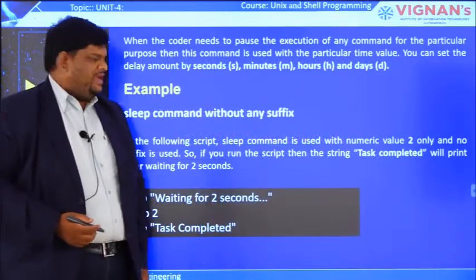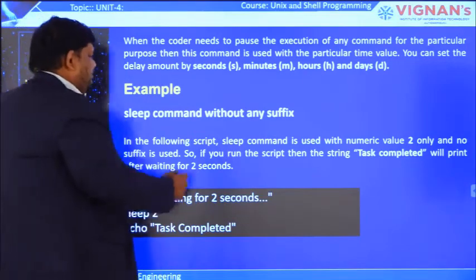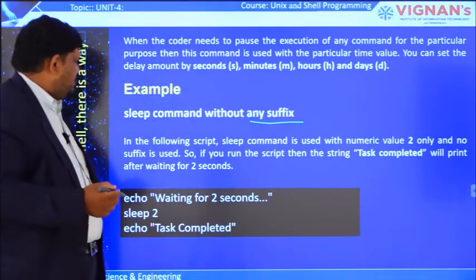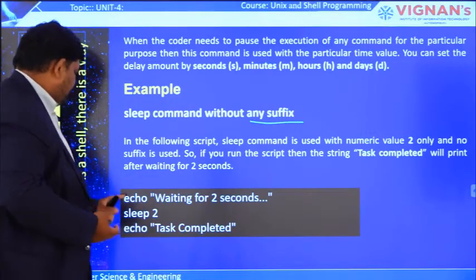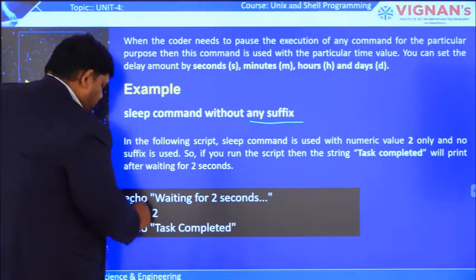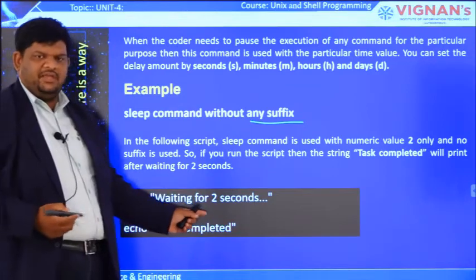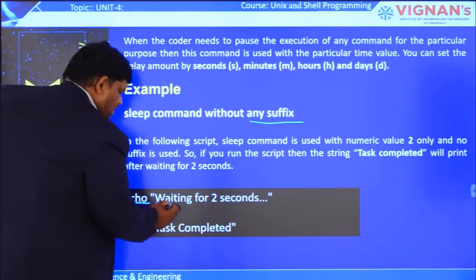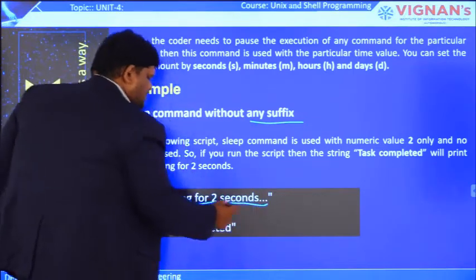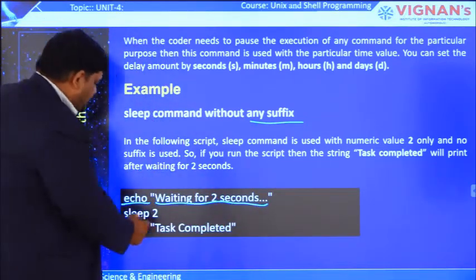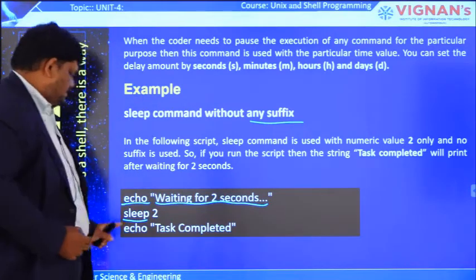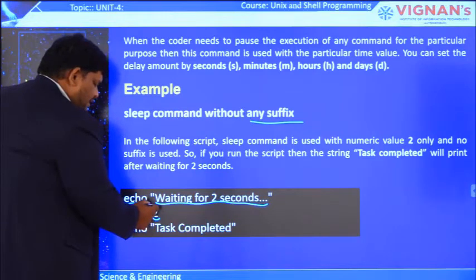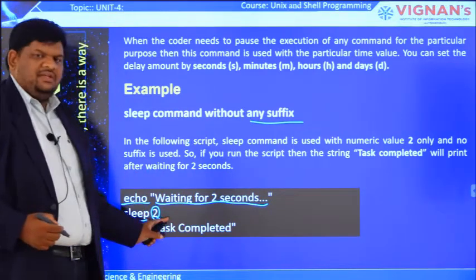So let us consider one example: the sleep command without any suffix. Here, in the execution part, we know that whatever argument we provide to echo, it will print as it is to the screen. For echo we are giving one statement as the argument, waiting for 2 seconds. After that I am using the sleep command, followed by the number 2. Here I am not mentioning any suffix.